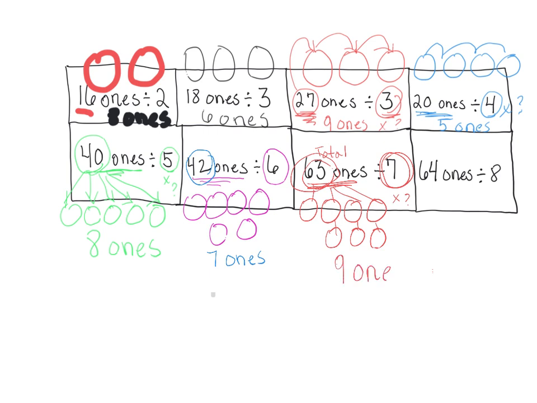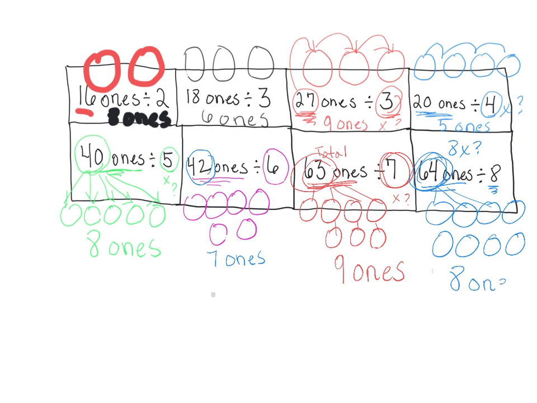And our last one is a total of 64 ones, and we need to place them into 8 equal groups. So we would draw our circles to show 8 groups, and we would take these 64 ones and place them equally into each one of those groups. And we would say to ourselves, 8 times what gives us 64? And we would say 8 ones. So 8 ones goes into each one of those circles.